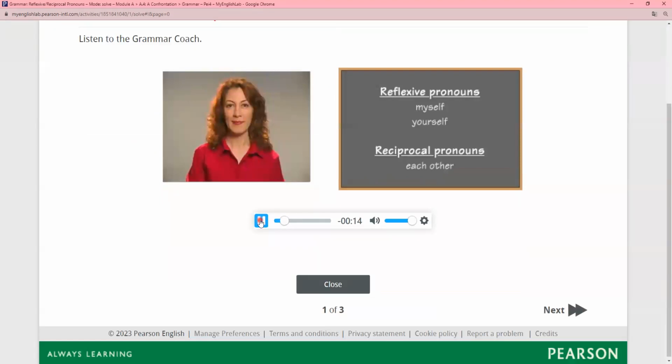Hi, I was just asking myself if we were going to see each other today. Today we're going to talk about the difference between reflexive and reciprocal pronouns. It's an interesting grammar point, and I think you're going to enjoy yourself. Let's take a look at them now.